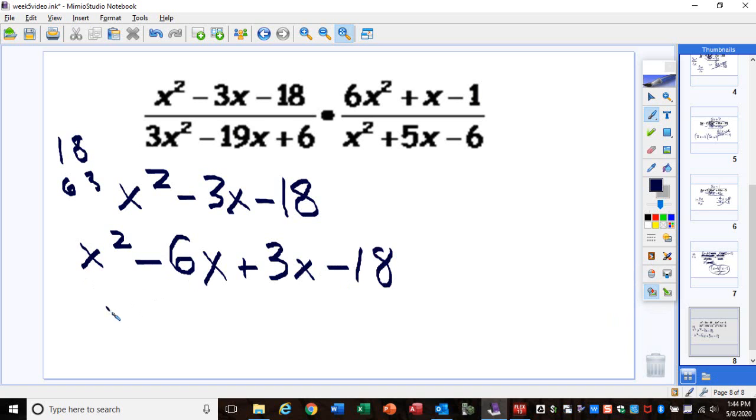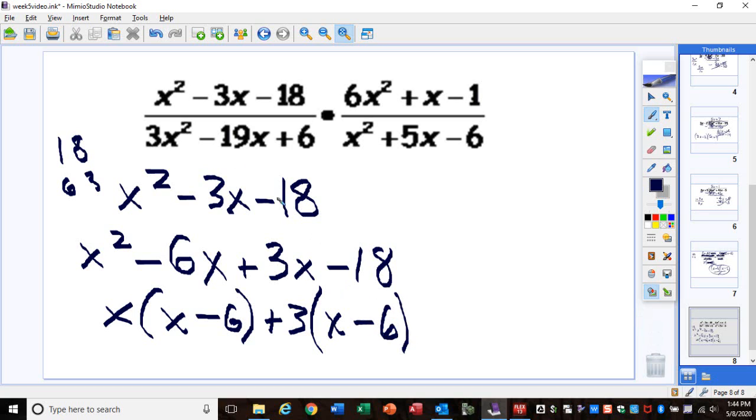Okay, what's common here is x. We're going to go x, we're going to go x minus 6. Last problem on the video, though. Okay, what's common here is a 3. And when you divide by 3, you're going to get x minus 6. Lo and behold.